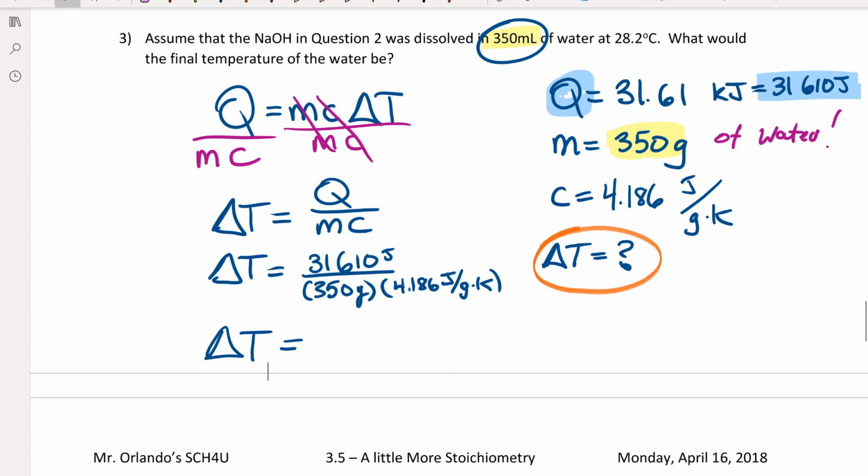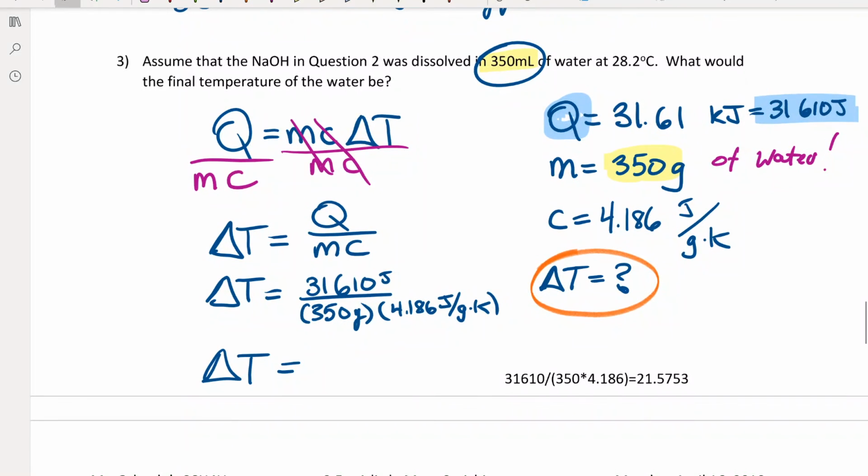That should be a little less than 10, divided by a little more than 4, so this should be a little under 2. But let's see. 31610. Oh, sorry, it should be a little under 20. And if we're going to use a calculator here, we got to be careful to put these in brackets down below, so it knows that we're dividing by the product of these two things. And what do we get? Yeah, 21.5. And how many sig figs do we have? Well, really only 2. So we'll call this 22 degrees Celsius is the change in temperature.